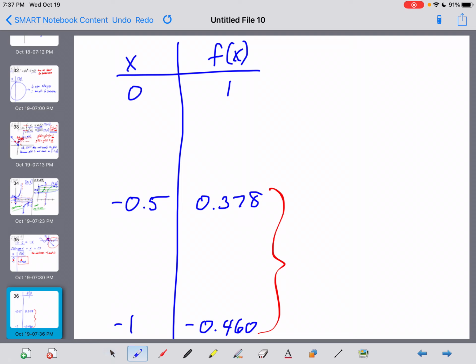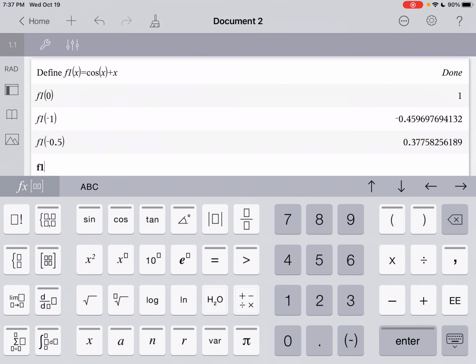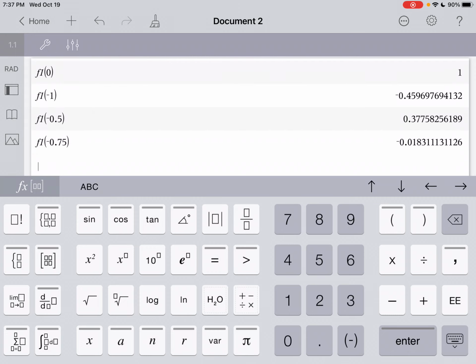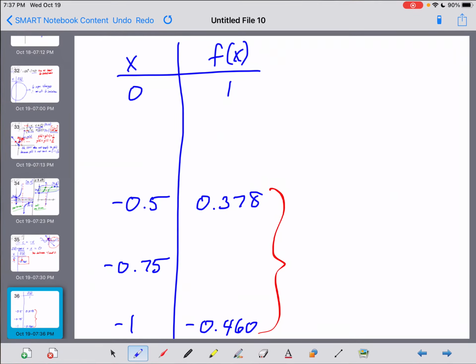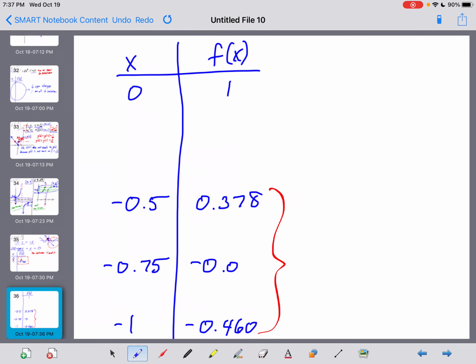So I will now bisect it again and go with negative 0.75 because that's halfway between negative 0.5 and negative 1. So let's try the same thing again now. We're going to do f1 of negative 0.75. And that gets us a negative result again, but just barely, negative 0.018. So where are we now? The sign change now occurs right here between negative 0.5 and negative 0.75.